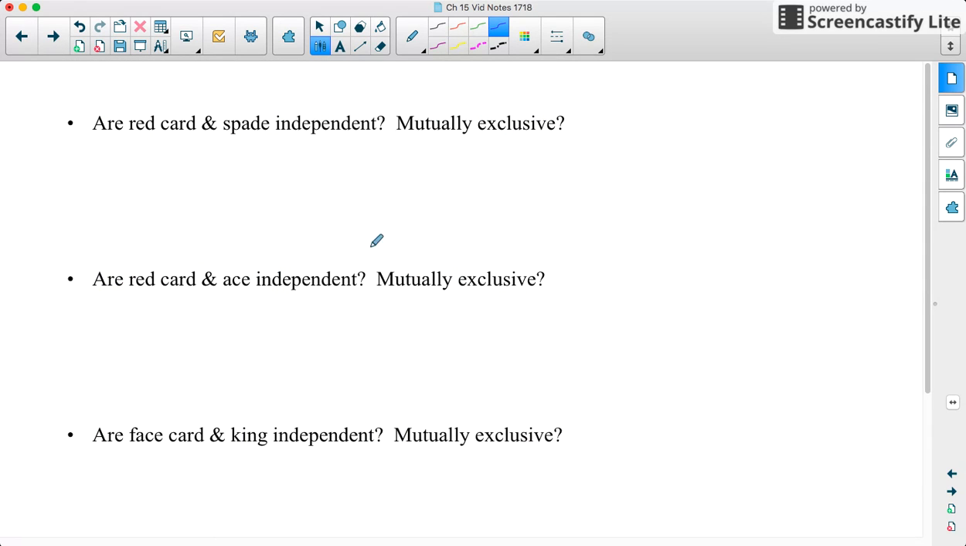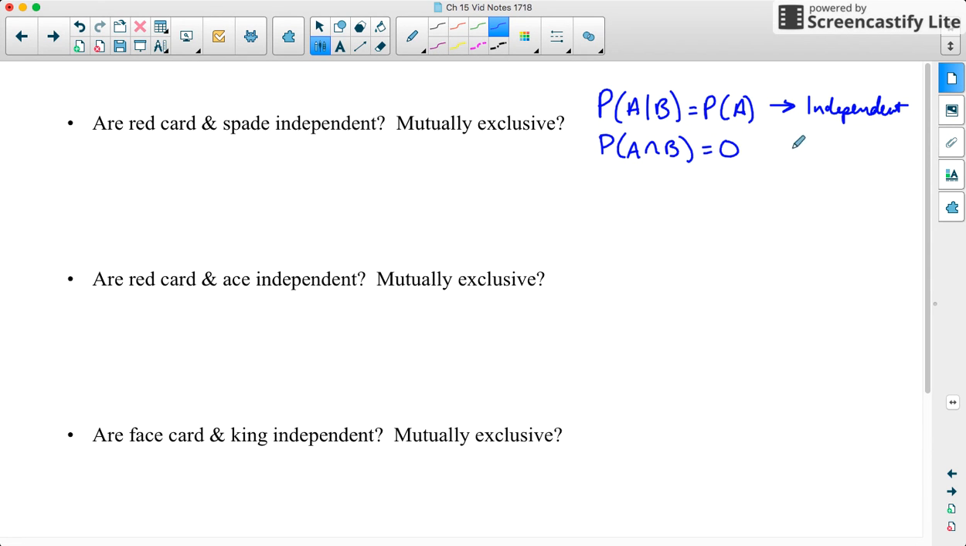So we need to make sure we always check them out as best we can. And now we're talking about what happens if things are independent, mutually exclusive, or both, or neither. And so we have a couple of rules. If the probability of A given B equals the probability of A, then they're independent. If the probability of A and B equals 0, then they're mutually exclusive, or disjoint. Now, if something's mutually exclusive, it can't be independent. And if it's independent, it can't be mutually exclusive, but it can be neither.